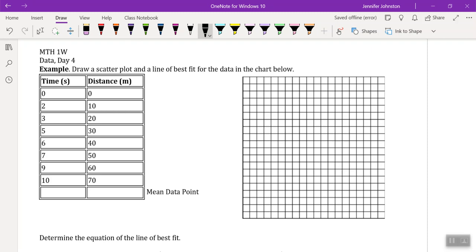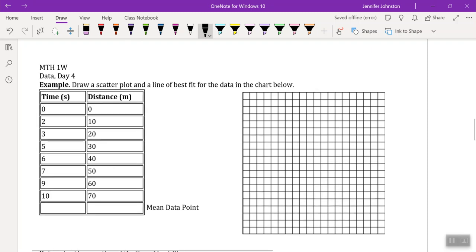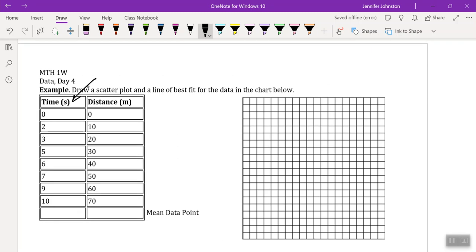All right. So yes, we should be looking and seeing that time is the one that just keeps on going on and on and on. This is independent because it just keeps on going. Time just goes on and on and on. But the distance will always depend on your time.